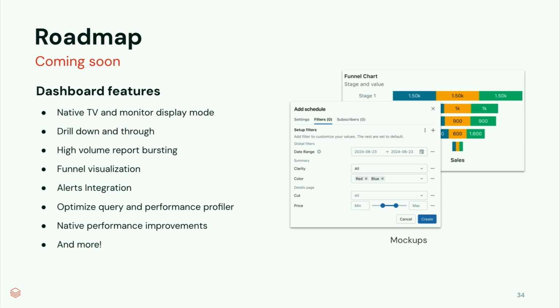Funnel visualization, you can already see a mock-up of what that will look like. That's in the final stages of development. We're looking at alerts integration. So a common thing we hear is, hey, if my line goes above a certain threshold, I want to send this copy to someone who should know about it, right? You can already do that today with how we've integrated with workflows.